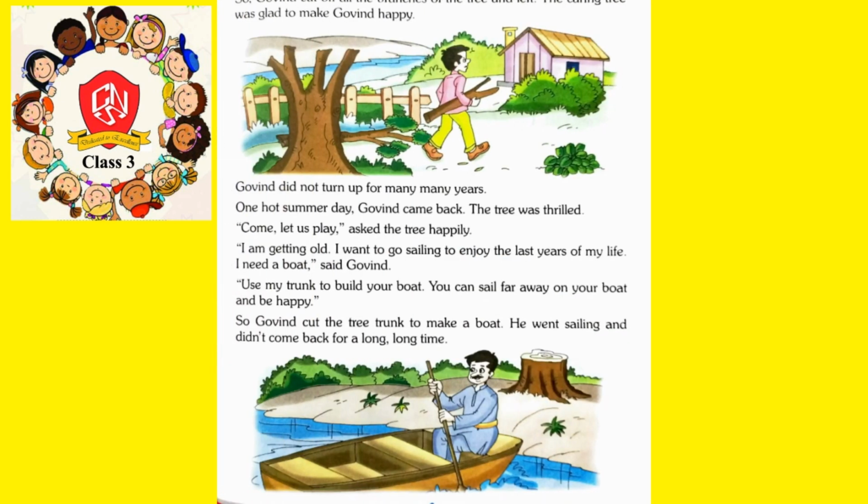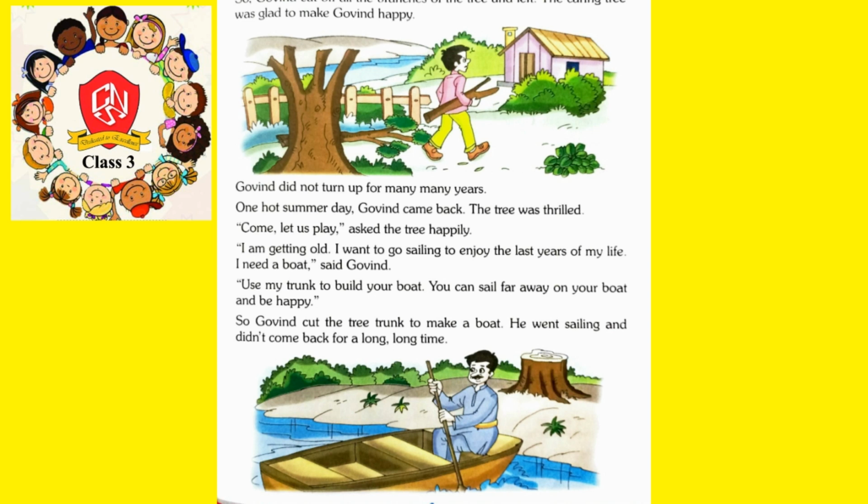So Govind cut off all the branches of the tree and left. The caring tree was glad to make Govind happy. The selfless tree was so generous and so kind hearted that after chopping all the branches by Govind, he was then as happy as he was always.